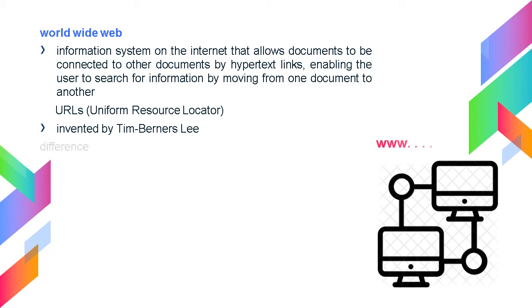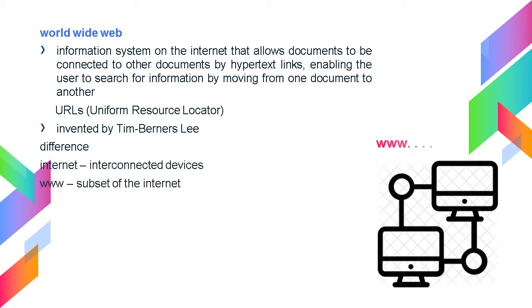The difference between the Internet and the World Wide Web. The Internet is interconnected devices that use the Internet Protocol (IP). The World Wide Web is the subset of the Internet that uses HTTP and HTTPS protocols to transmit web pages.